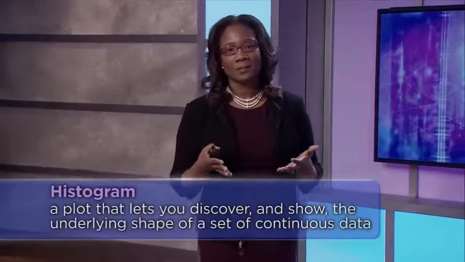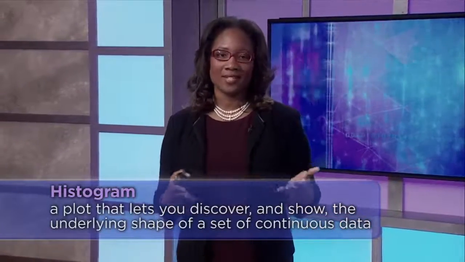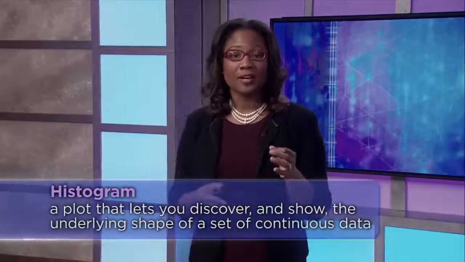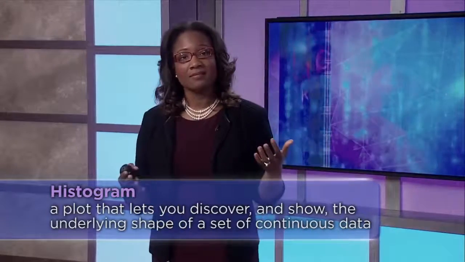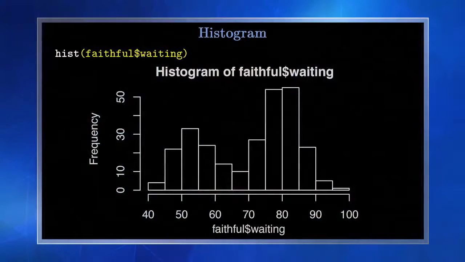Now, a histogram is a plot that lets you discover and show the underlying shape of a set of continuous data. So we can also inspect the data for outliers and for overall spread. To get a histogram, we count the occurrence of each value of the variable, and then we plot the number for each count, which is the frequency, on the y-axis. We can display the frequencies or the percentages in a histogram. Here's an example, a histogram of our faithful data with waiting times.